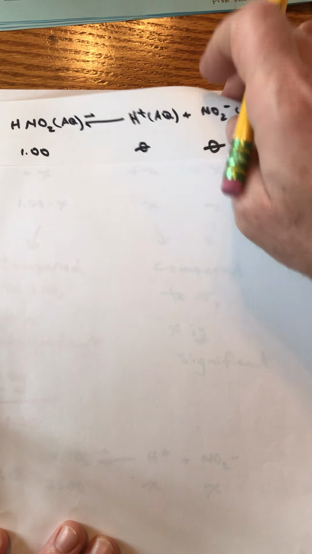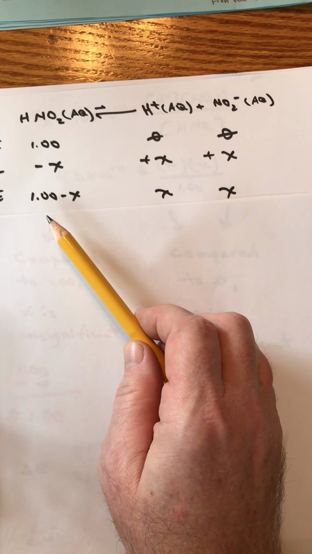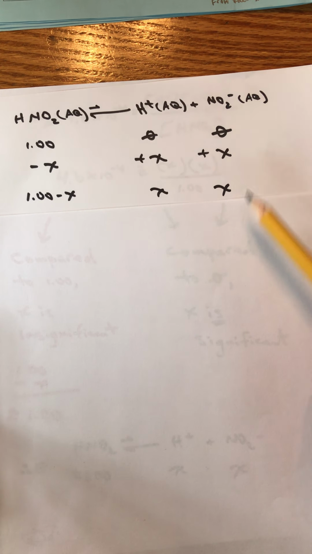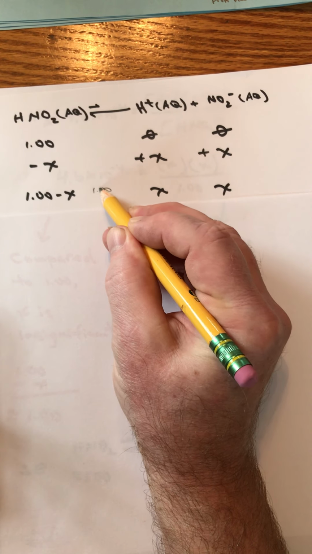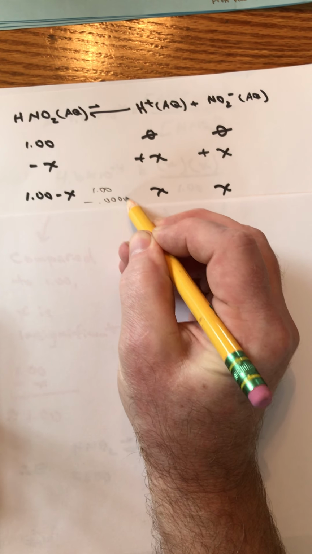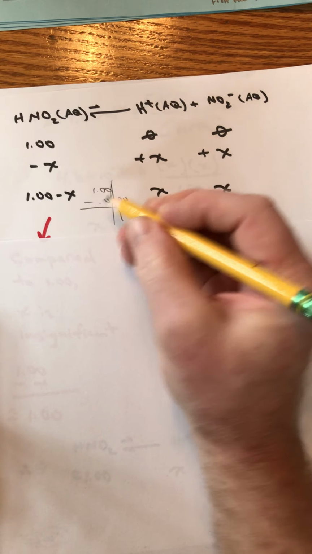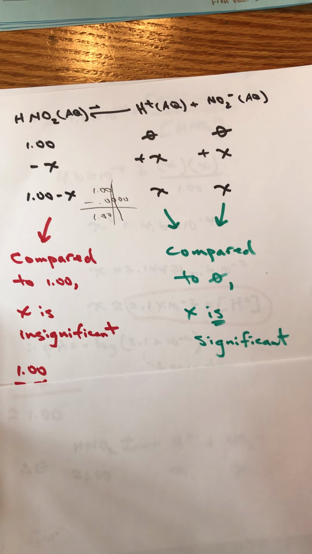So if I started out with 1 here and 0 on each of my products, and I lost x, 1 minus x, x and x, that's where we were before. But compared to 1, x is really nothing. Now, compared to 0, x is substantial. Anything compared to nothing is something. But if I take 1.00 and I subtract off something that's in the range down here, according to sig figs, I'm still going to be left with 1.00. It's insignificant. So compared to 1, x is insignificant. Compared to 0, it is significant.